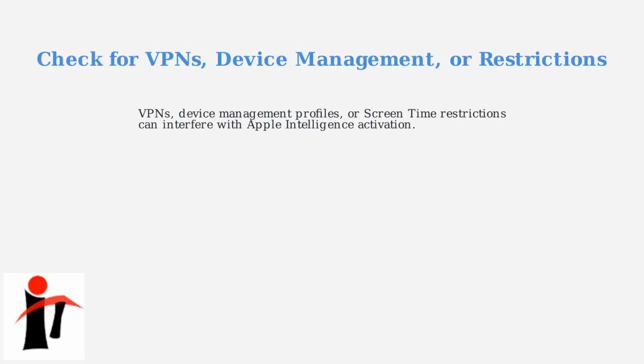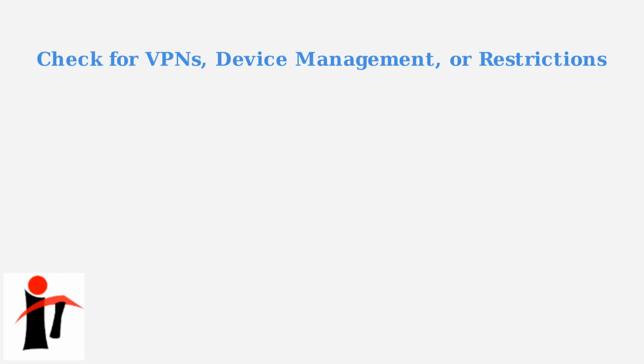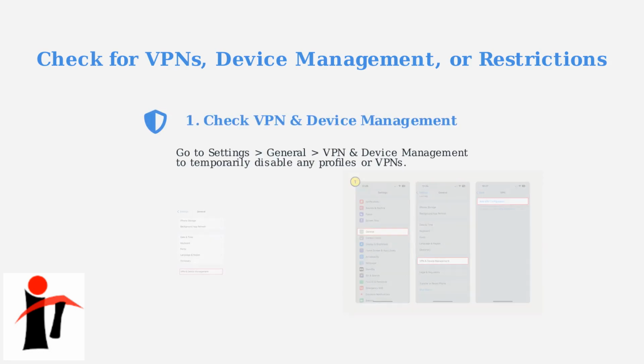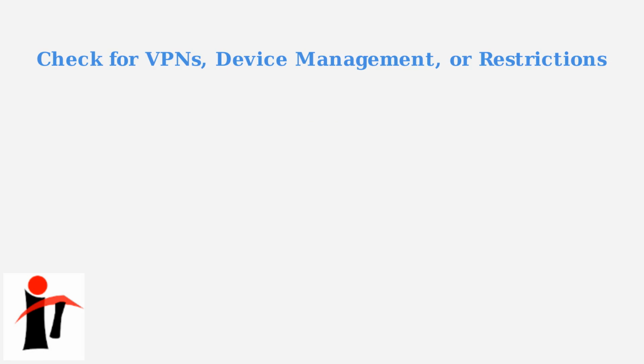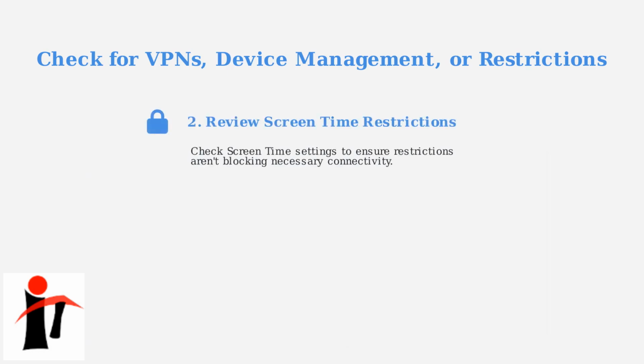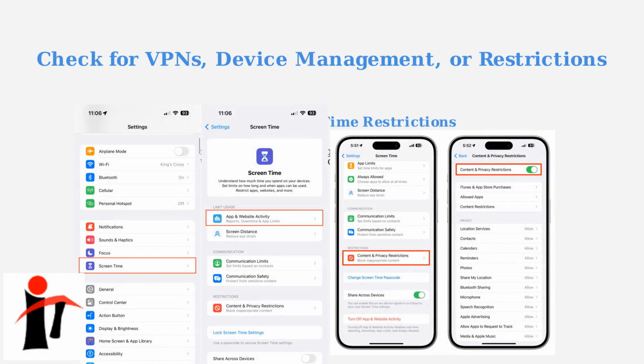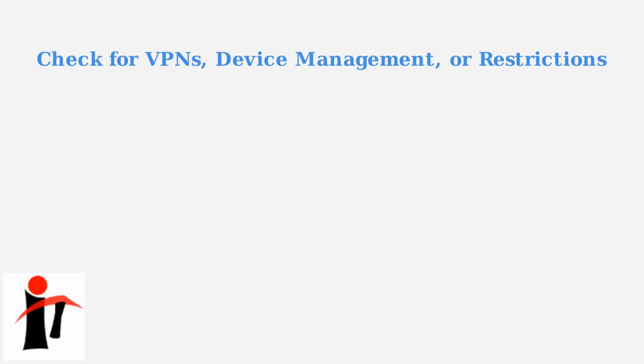VPNs, device management profiles, or screen time restrictions can interfere with Apple Intelligence activation. First, check VPN and device management. Go to Settings, then General, then VPN and Device Management to temporarily disable any profiles or VPNs. Next, review your screen time restrictions to ensure they aren't blocking necessary connectivity. Disabling these can restore normal function and allow activation to proceed.